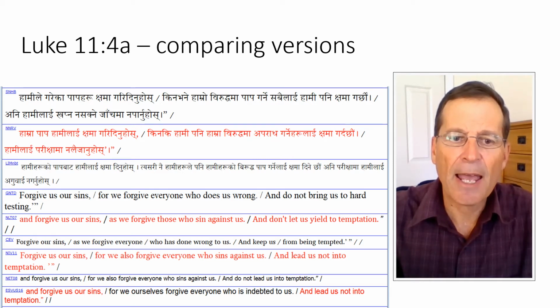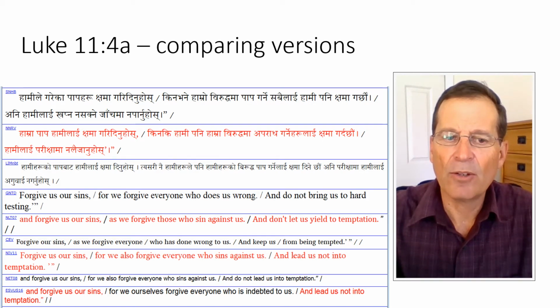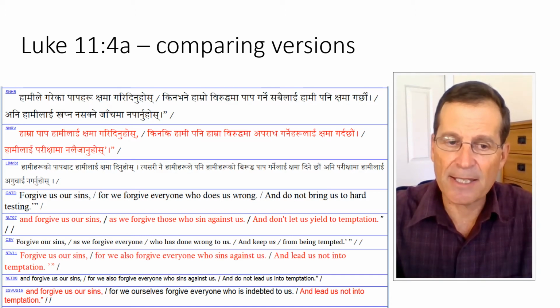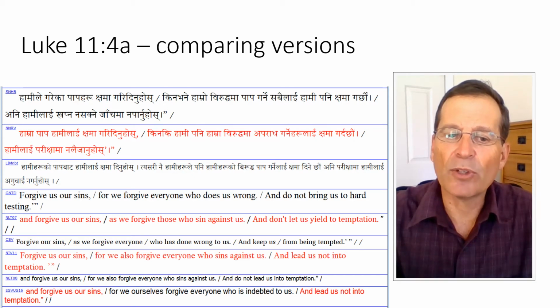NLT says, "As we forgive those who sin against us." CEV says, "As we forgive everyone who has done wrong to us." NIV says, "For we also forgive everyone who sins against us." NET says the same, "For we also forgive everyone who sins against us." ESV says, "For we ourselves forgive everyone who is indebted to us."